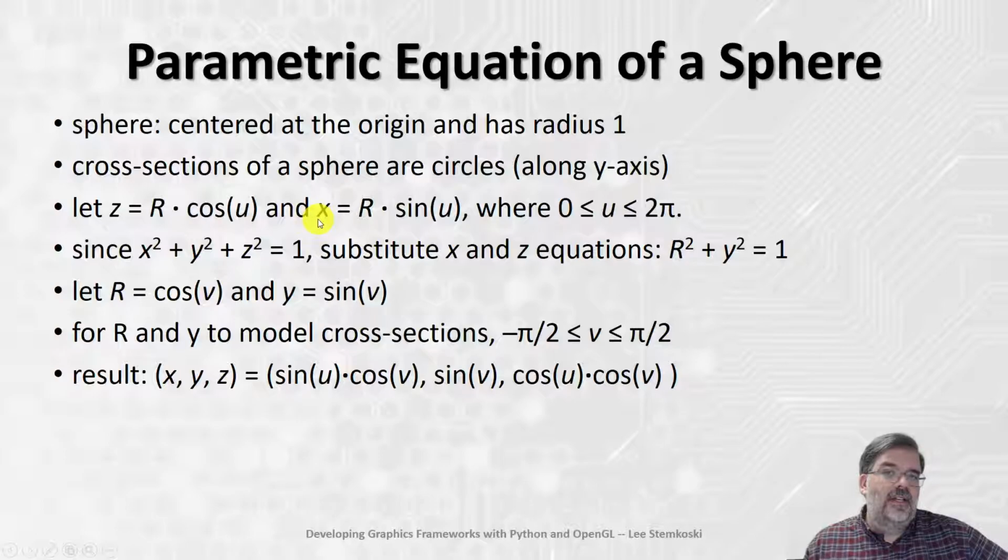Except in this case, instead of setting the trigonometric functions to the x and y variables, we're going to think of those as the x and z variables. Again, we're slicing along the y-axis, so we're slicing kind of horizontally. And so each one of those slices, if we look down the y-axis, we're looking down at the x and z axes. So these will be the equations for a circle of radius r.